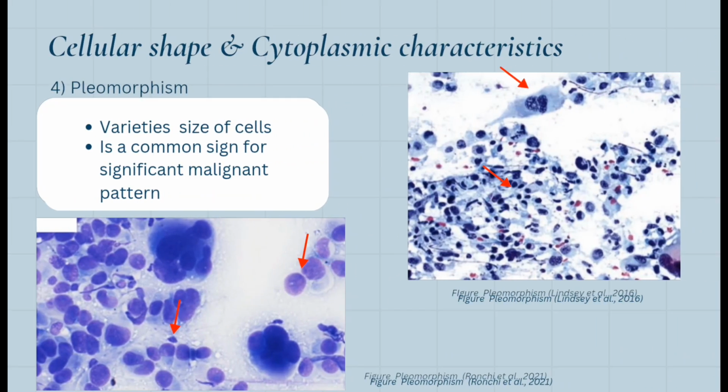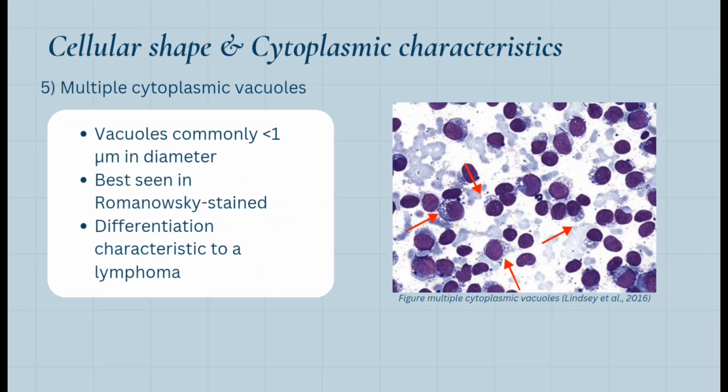In this figure, some cells are larger than the others. Multiple cytoplasmic vacuoles are also another sign of melanoma. The size of the vacuoles is usually under 1 micrometer. These small cytoplasmic vacuoles are best seen in MGG stain. Presence of cytoplasmic vacuoles is a distinguishing characteristic between melanoma and lymphoma.